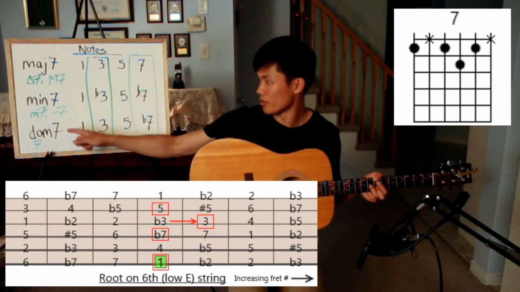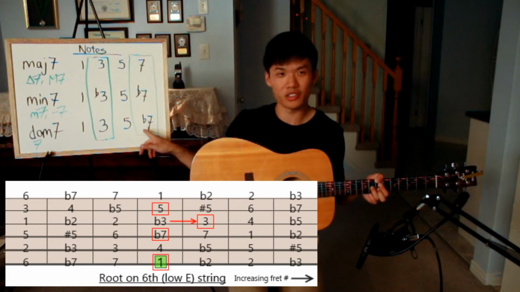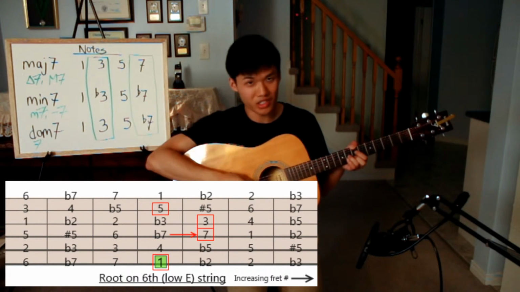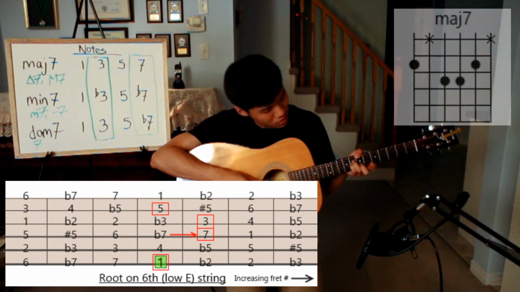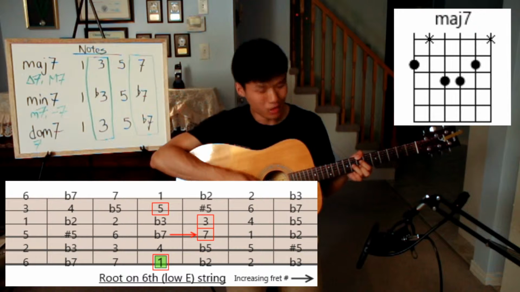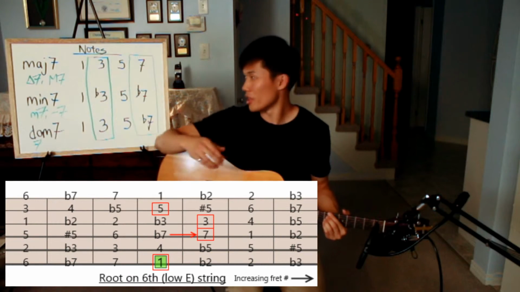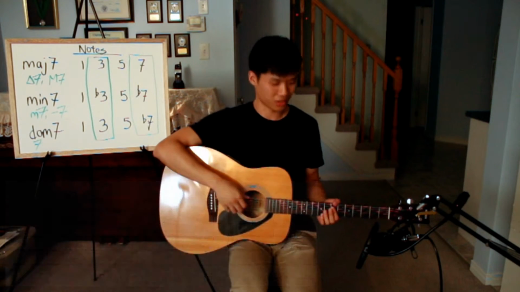And then similarly, if I want to go from dominant 7 to major 7, all I have to do is move one of my fingers from flat 7 to a major 7. So in this case, it would be the D string. Obviously, you might have to shuffle your fingers around, but it's really that simple. And all of my other notes stay the same because they're shared between all the chords.